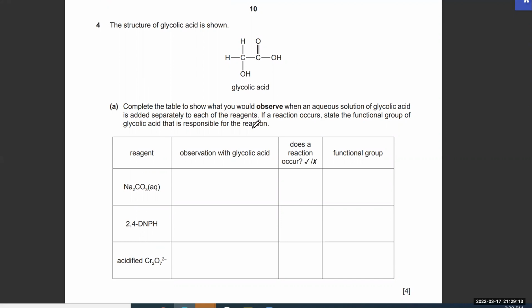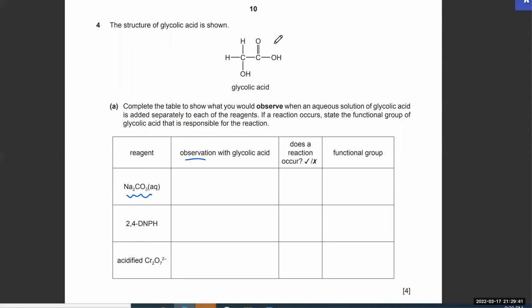So the next one, the organic question, you've got to complete a table to show. This one is not an open-ended question. It requires a very specific answer. Complete the table to show what you would observe when an aqueous solution of glycolic acid is added to all of these. So sodium carbonate: it's a carboxylic acid, so it's obviously going to react. Observation means what would you see?